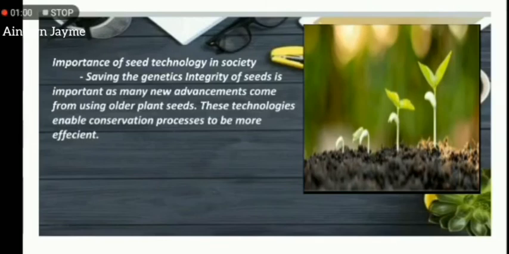Importance of seed technology in society. Saving the genetic integrity of seeds is important as many new advancements come from using older plant seeds. These technologies enable conservation processes to be more efficient. For example, precise viability testing techniques might use just a few seeds versus a large amount.